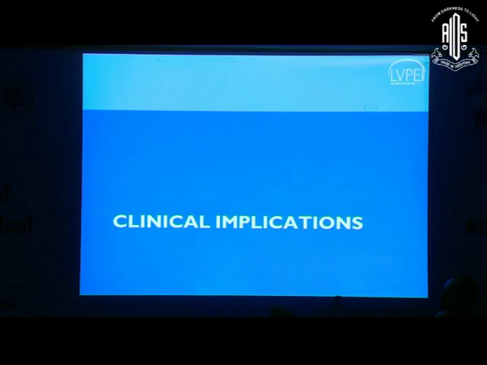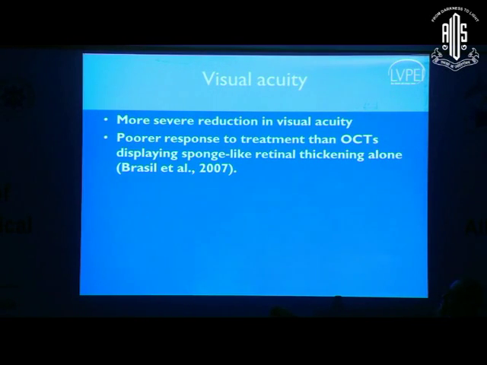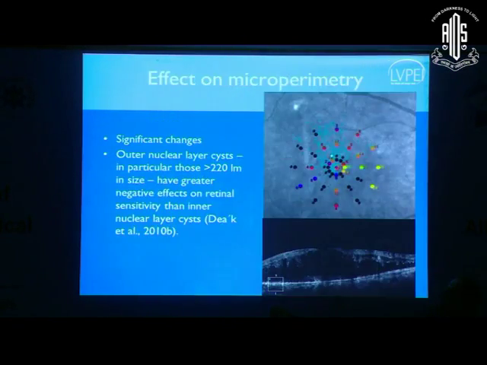What are the clinical implications of these cysts? So we all know that, okay, when you have cystoid macular edema, there will be a severe reduction in visual acuity, and studies have shown that these cysts also respond very poorly to our conventional treatment. So what are the effects on microperimetry? Because many a times we don't understand what is the actual damage it has caused. So microperimetry is something really useful, which gives you the idea that, okay, these black dots are showing that the sensitivity has significantly decreased. And you can see these cysts are much larger in this patient.